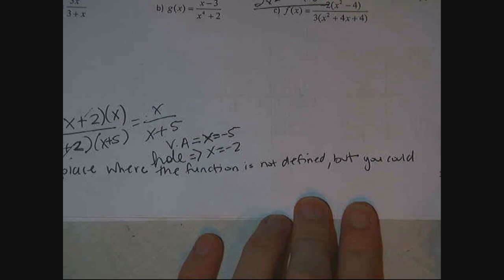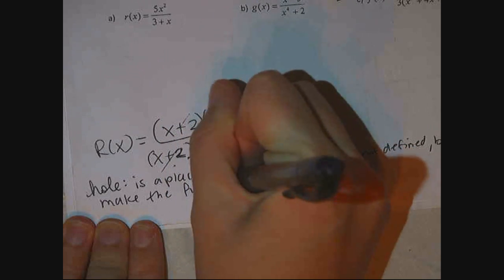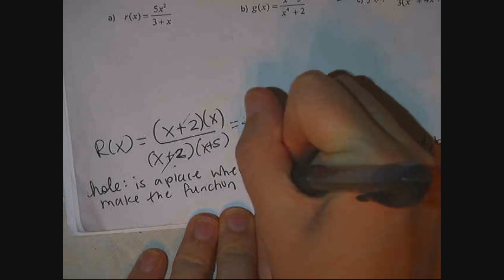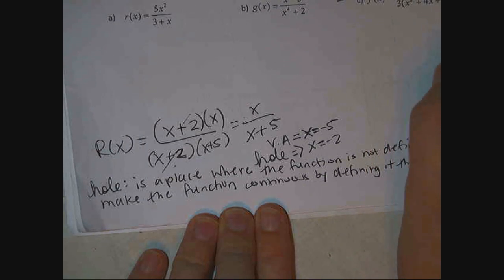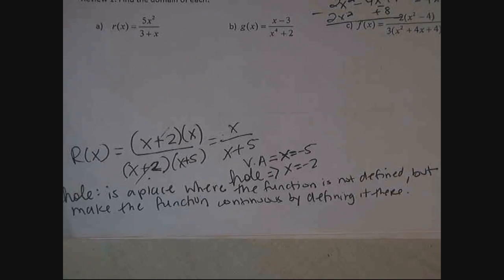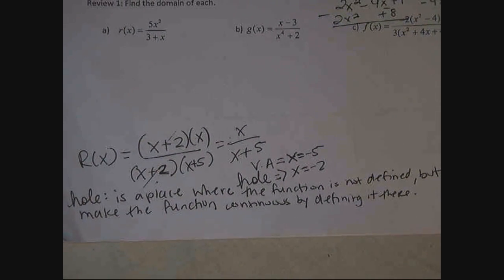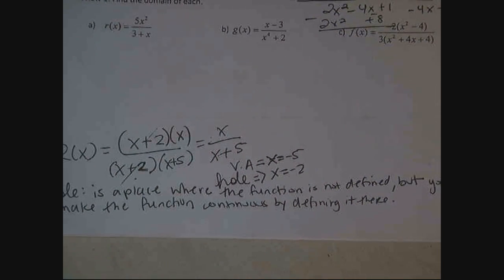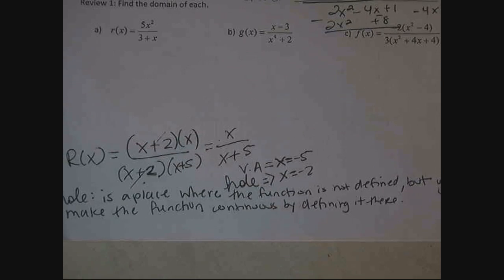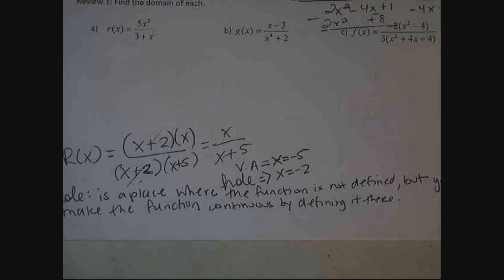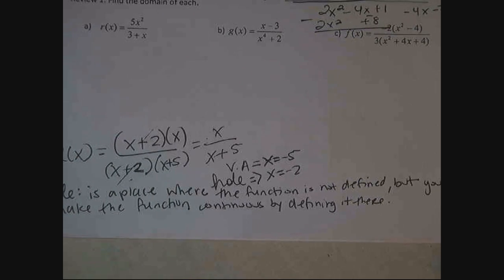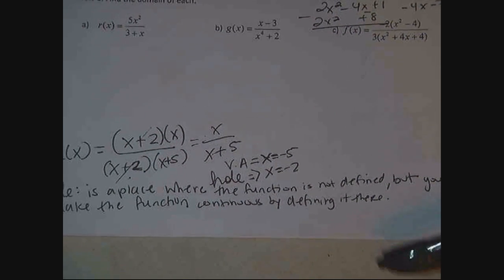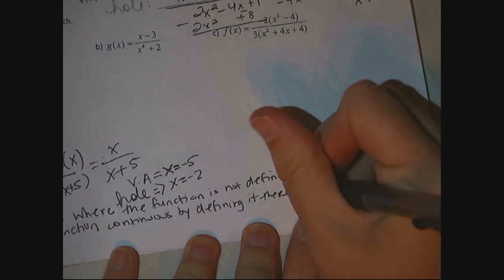but you could technically make the function continuous by defining it there. Okay. And what that just means is technically we can't plug in this negative 2. It's not defined there because we have this issue with dividing by 0. It's undefined when we divide by 0. However, we know where it's heading. We can technically say that it's going in that direction by defining the area around it. By saying it's going in this direction, it just can't hit that specific spot.